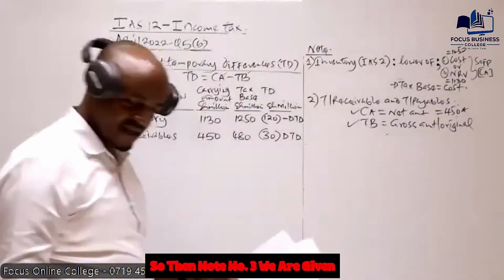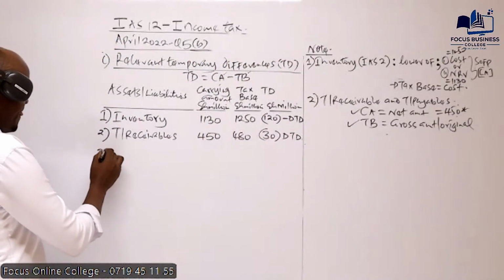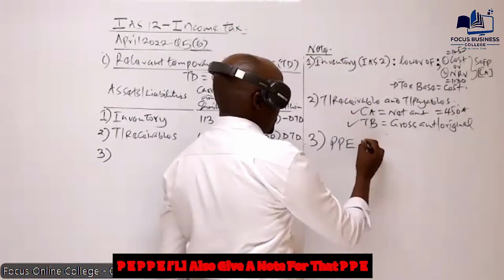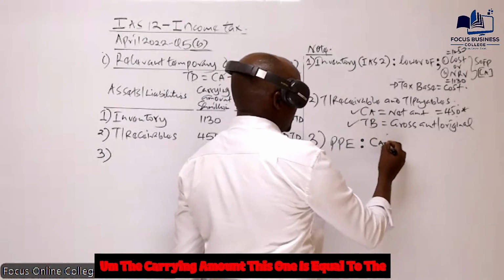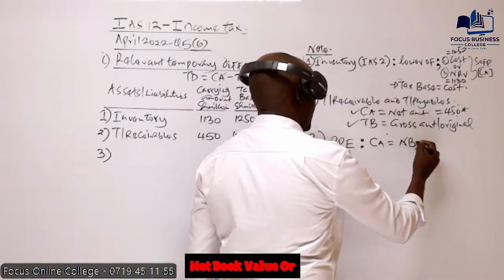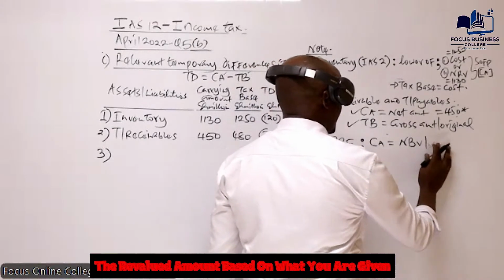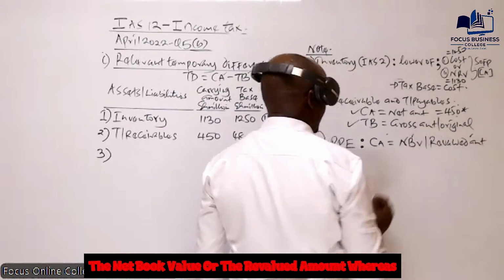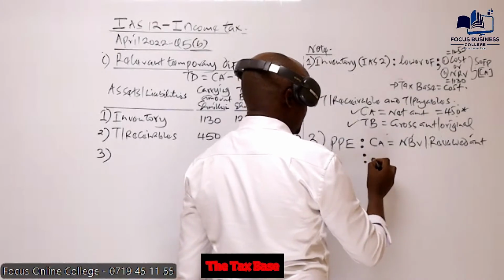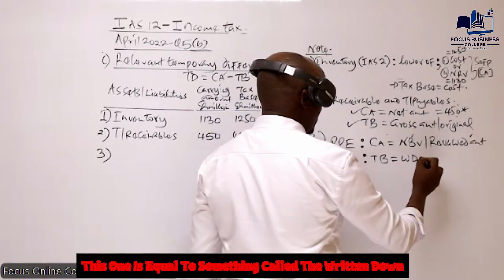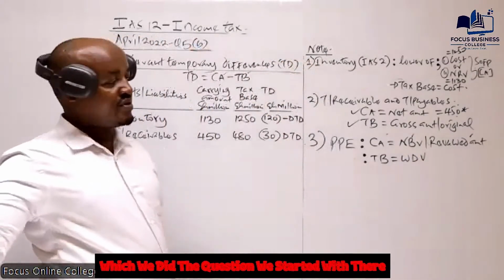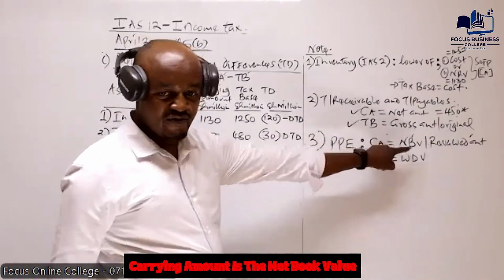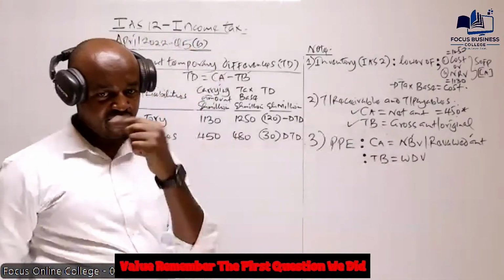payables. So then note number 3, we are given note number 3 here. We are given something called PPE. I'll also give a note for that. PPE, the carrying amount is equal to the net book value or the revalued amount based on what you're given, whereas the tax base is equal to something called the written down value. Remember the other question which we did, the question we started with, we said in case you're given an item of asset, carrying amount is the net book value, and then tax base is the written down value. Remember the first question we did.